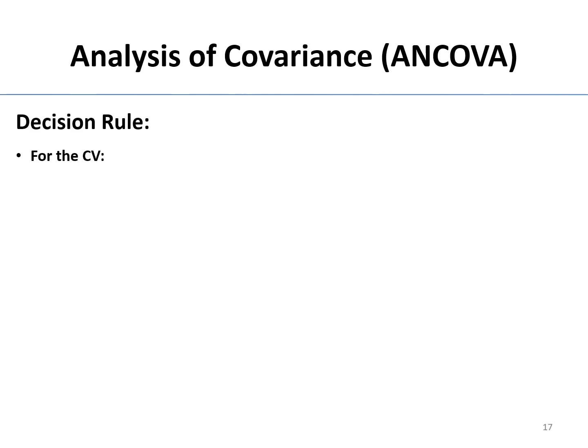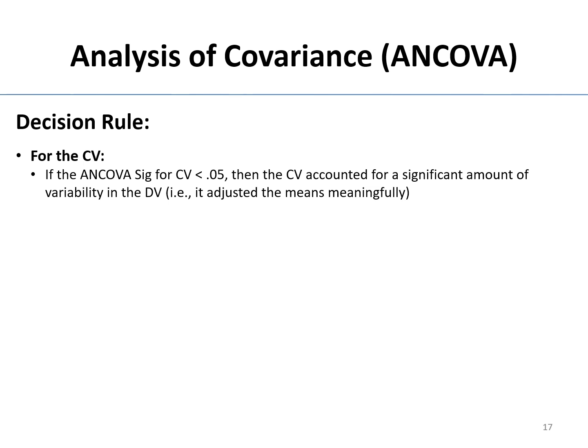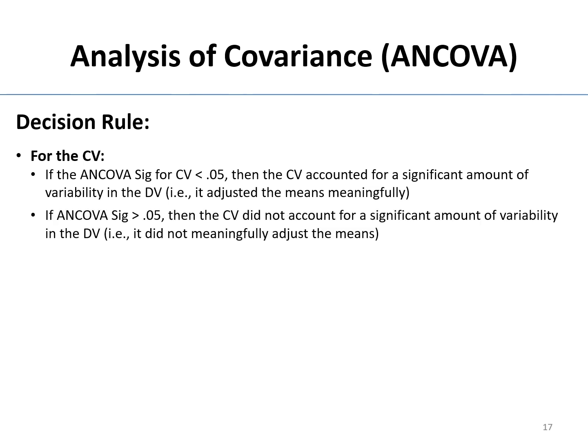Decision rule for ANCOVA. For the covariate, if your ANCOVA sig for the covariate is less than 0.05, that tells you the covariate did significantly account for a meaningful amount of variability in the DV. Another way of saying that is if sig for the covariate is less than 0.05, then that covariate did meaningfully adjust the means. If the ANCOVA sig is greater than 0.05, it tells you that covariate did not meaningfully adjust the means. So less than 0.05, it did some significant adjustment. Greater than 0.05, the covariate didn't do much.